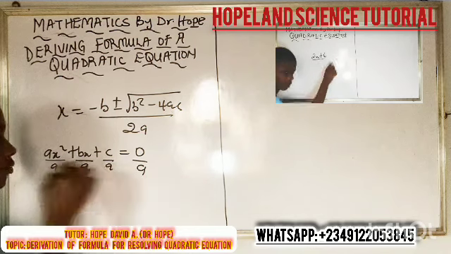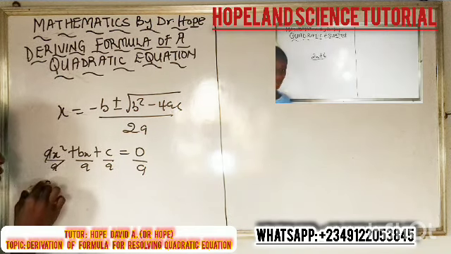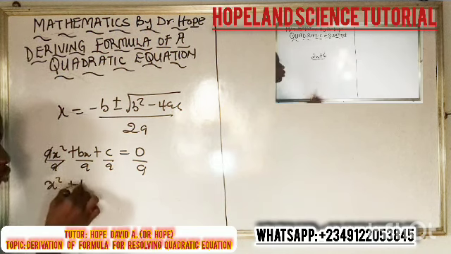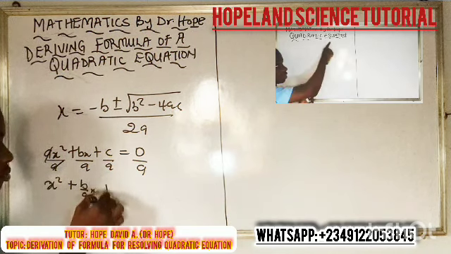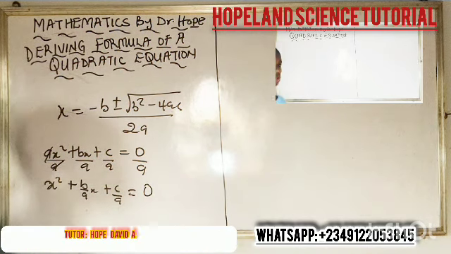When you divide through by a, it will cancel a. We are left with what? We are starting the derivation now. We are left with x squared plus b over a x plus c over a equals 0. Now what is the next step?